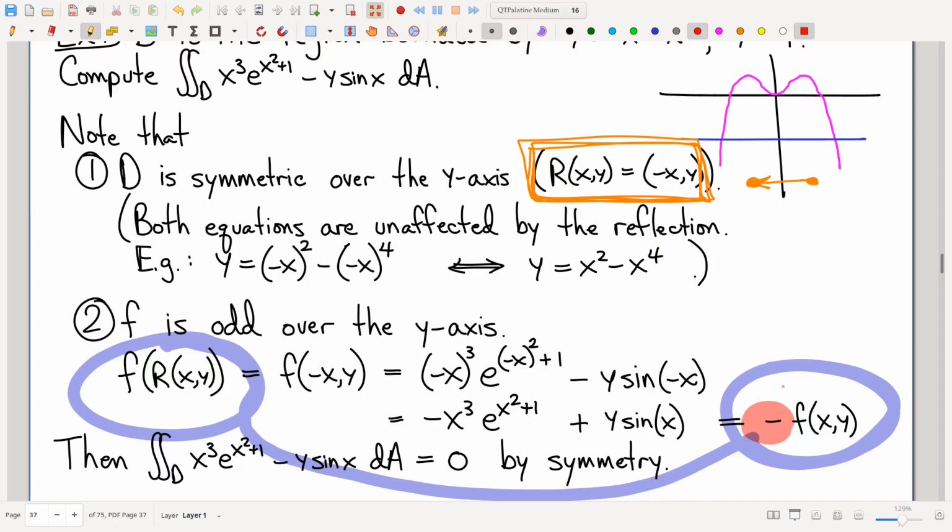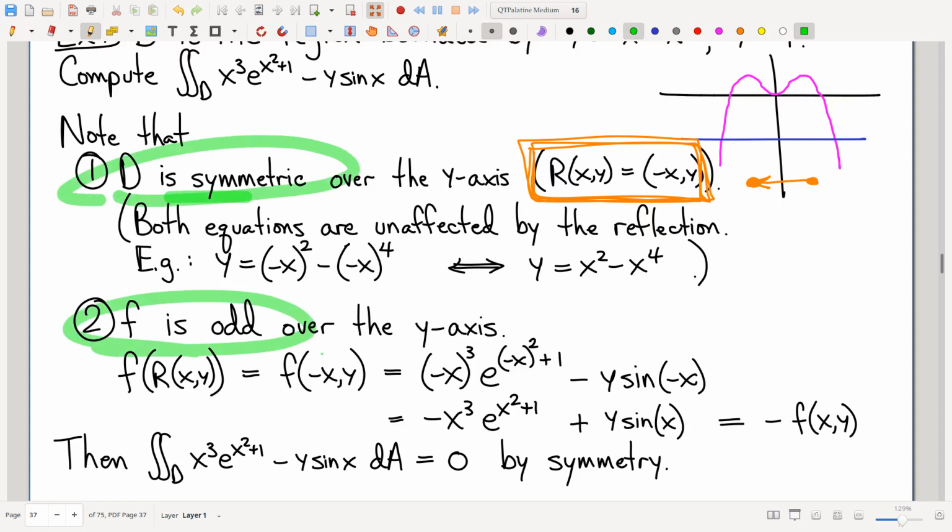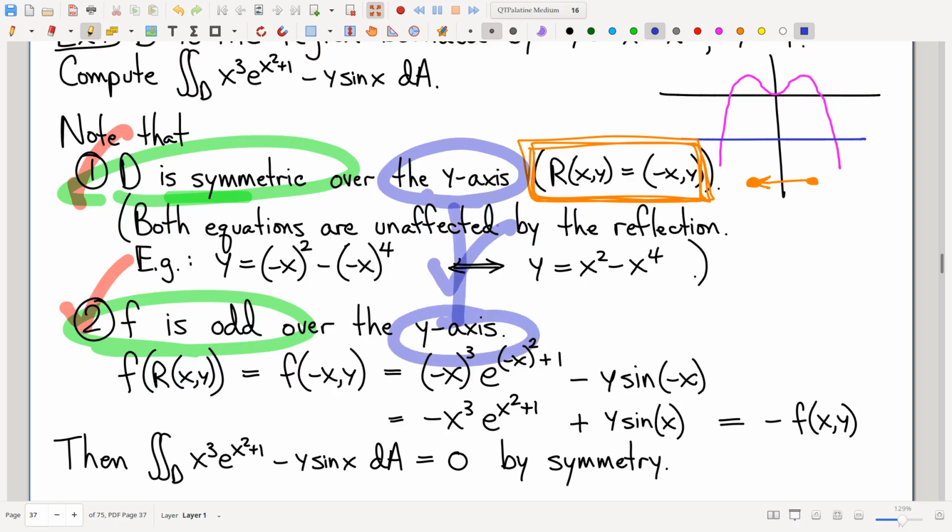How we doing? Everybody happy? Okay, so we win. Game over. This integral is 0. So again, keep in mind the conditions. We have checked that the domain is symmetric. We have checked that the integrand is odd. Both of these conditions were satisfied using the same line for both. The integral is equal to 0 by symmetry.